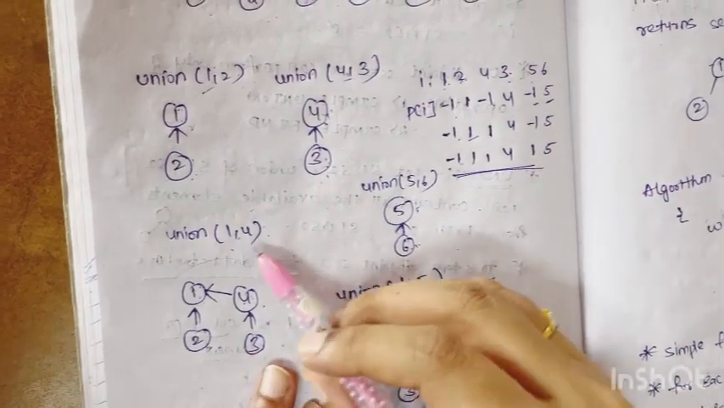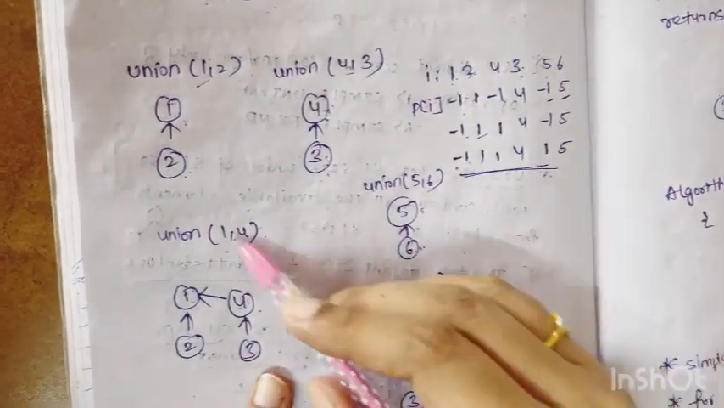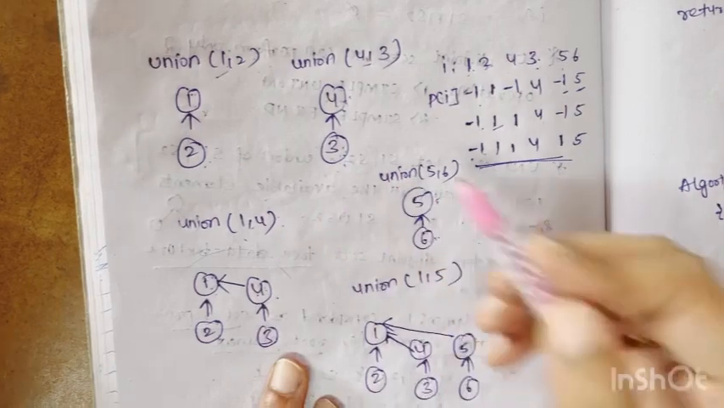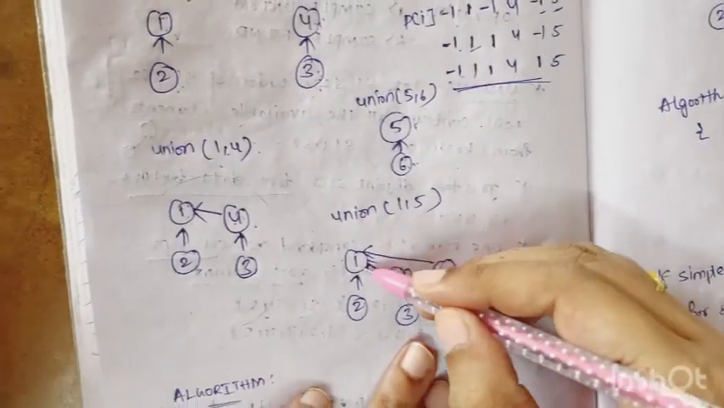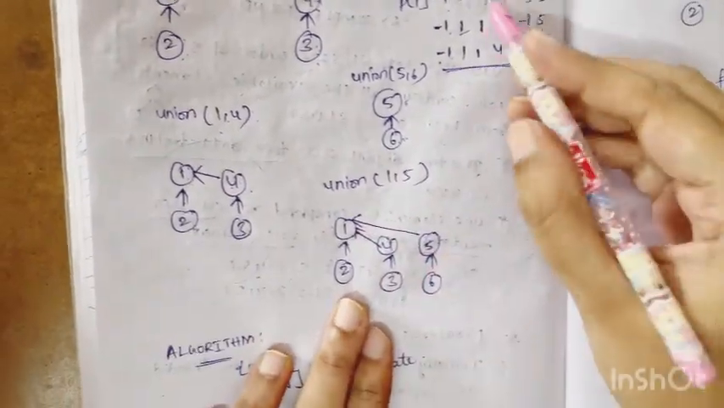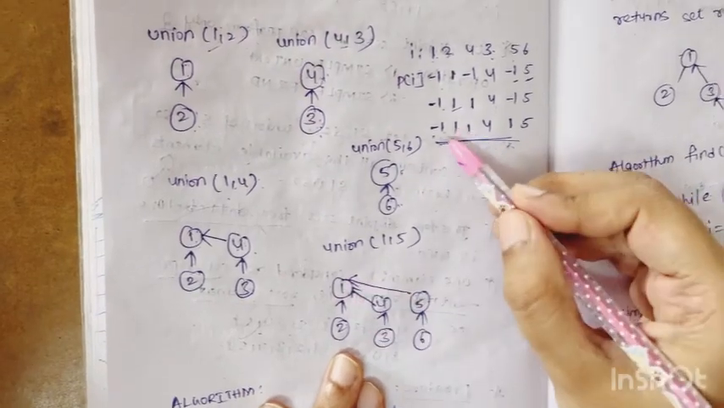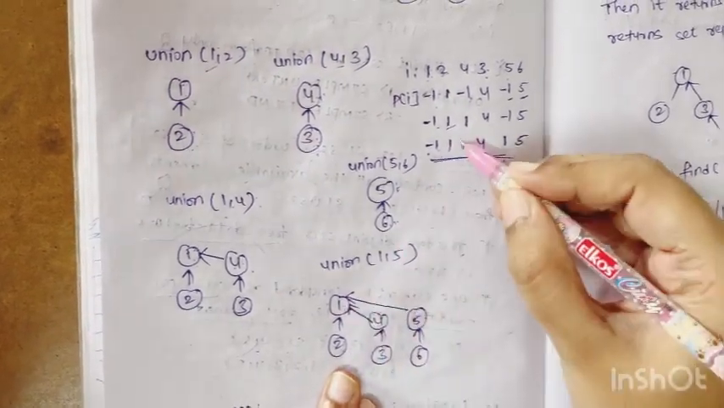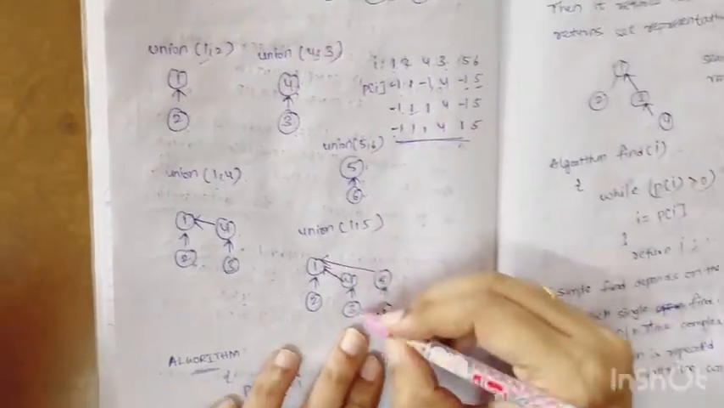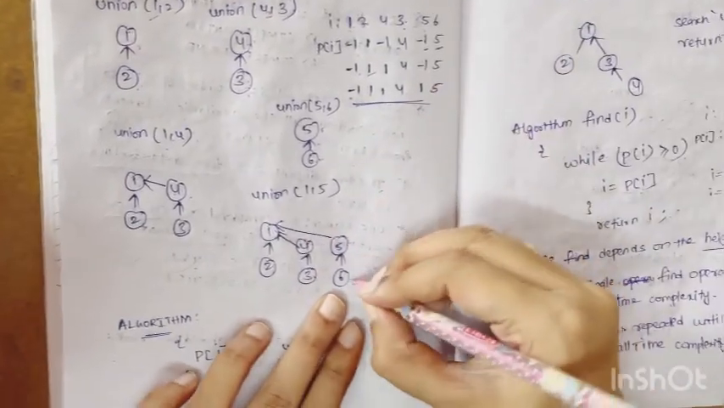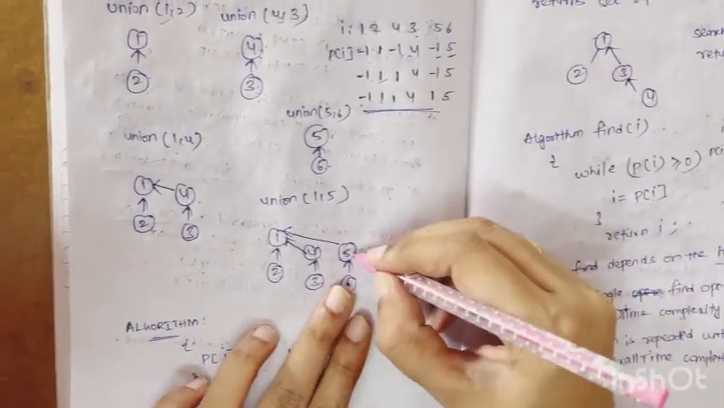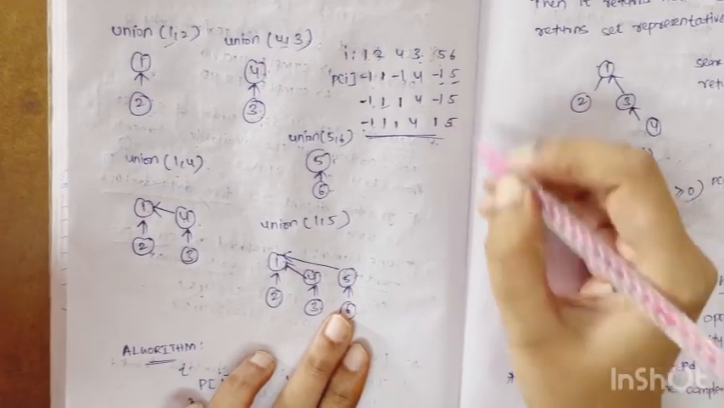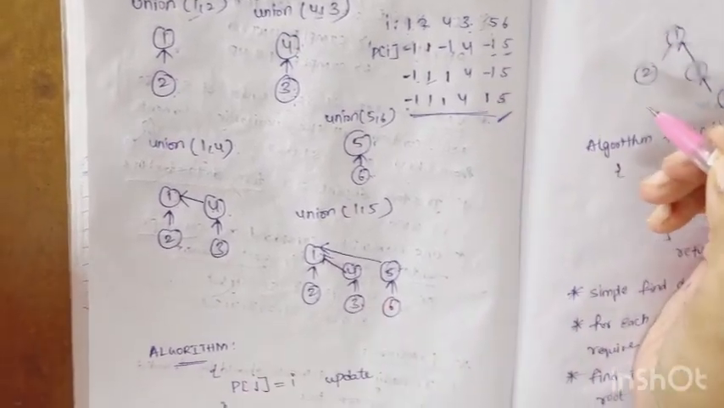So now combining 1, 4 with this 5, 6, that means root node 1 with 5. So 5 is attached as a child node to 1. So again update. 1 is the main root node, so -1 for 5's entry. 2's root node is 1. 4's root node is 1. 3's root node is 4. And 6's root node is 5. And 5's root node is 1. So this is the updated information.